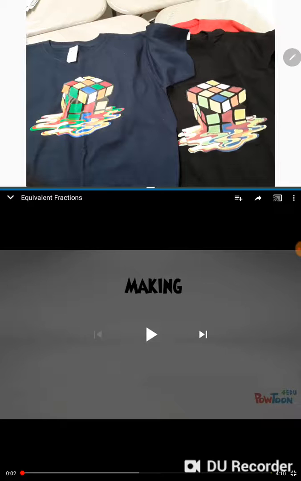Also, I'd like to let you know that so far this year, 44 fifth graders can solve the Rubik's Cube. That's amazing, and one of our world records. So I'm going to leave that picture up here.